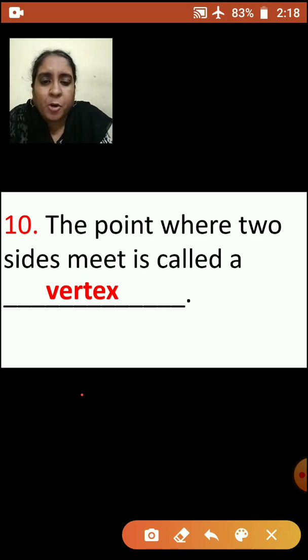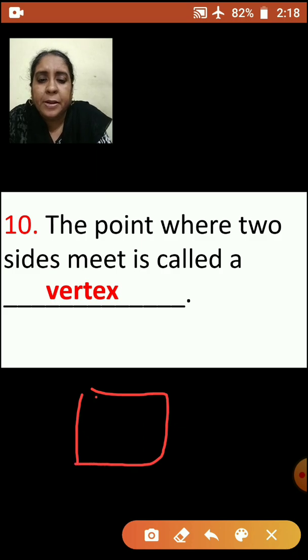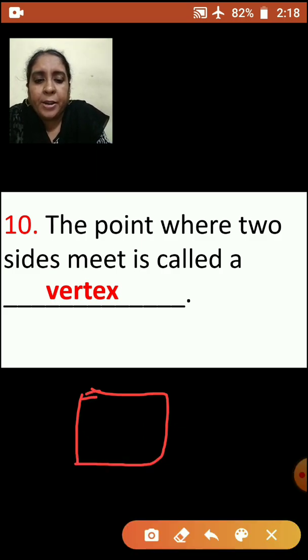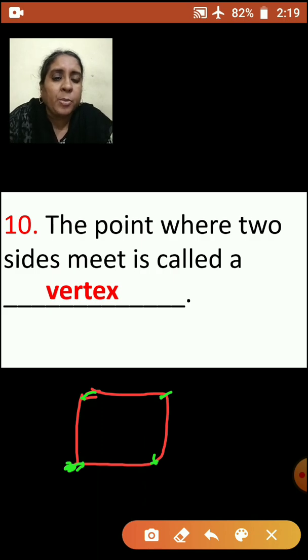Now, suppose if I draw a square, right? Now, you can see the point where these 2 sides are meeting. So, this is called a vertex. Here also it is a vertex. Here also it is a vertex. So, a square has how many vertices? 4, right? So, where 2 sides are meeting, that is called a vertex.